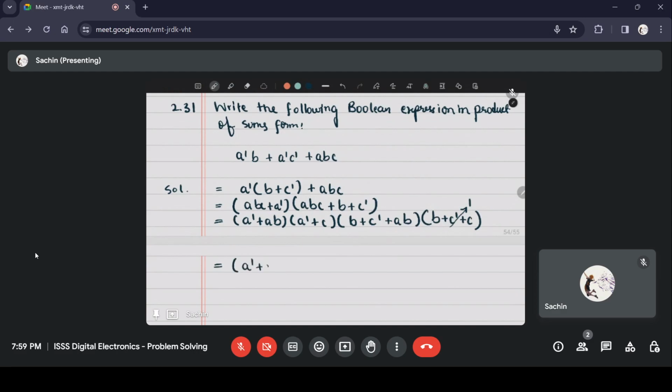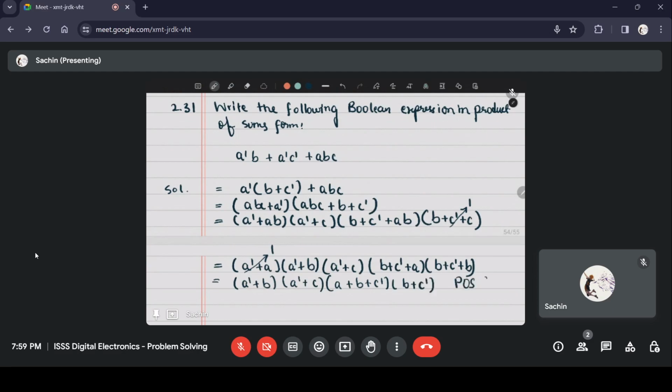First term again you can write it as a prime plus a into a prime plus b. A prime plus c remains as it is. B plus c prime plus ab can be written as b plus c prime plus a into b plus c prime plus b. So this first term also goes to 1, and you're left with a prime plus b and a prime plus c and a plus b plus c prime and b plus c prime. That's the product of sums form.